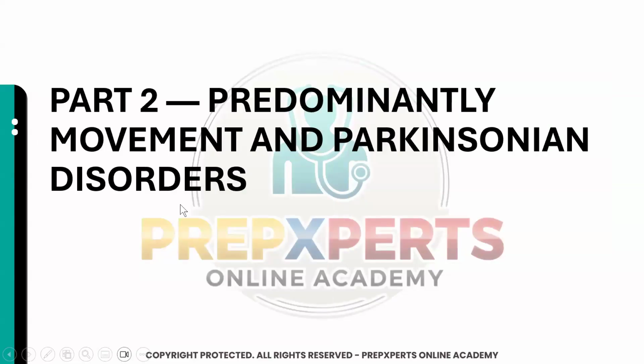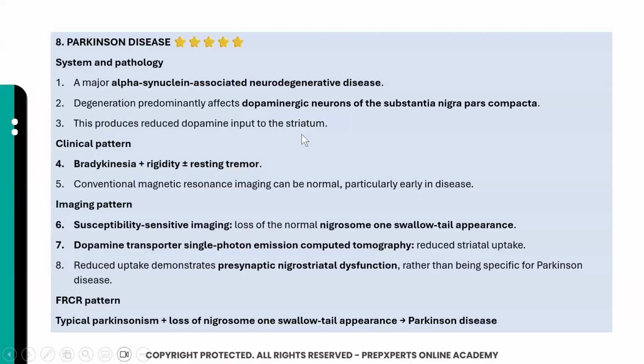Now coming up to movement and Parkinson disorders, these are easy, with some non-specific things. Parkinson we discussed: a neurodegenerative disease that is linked to alpha-synuclein protein. Dopaminergic neurons of the substantia nigra pars compacta are affected, reducing dopamine input to the striatum. Bradykinesia, rigidity, and resting tremors are the famous signs. Conventional MRI can be normal, especially early in the disease.